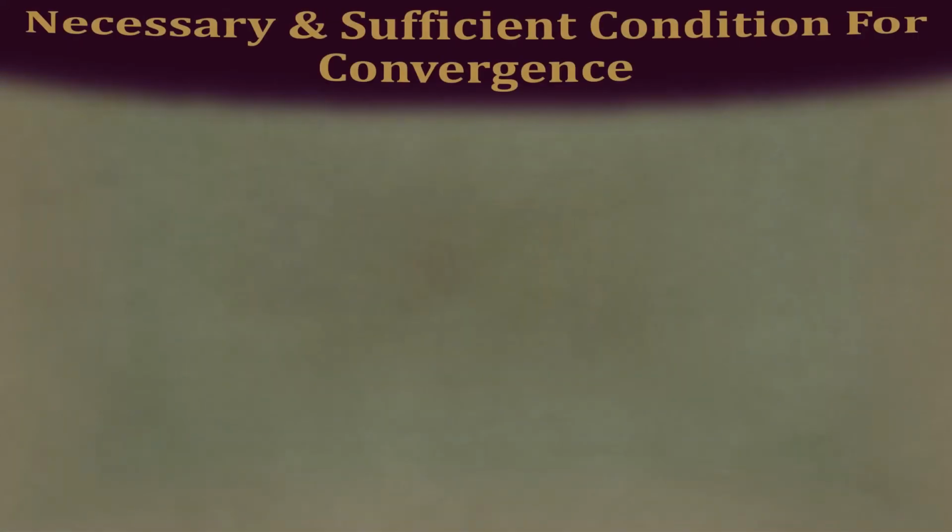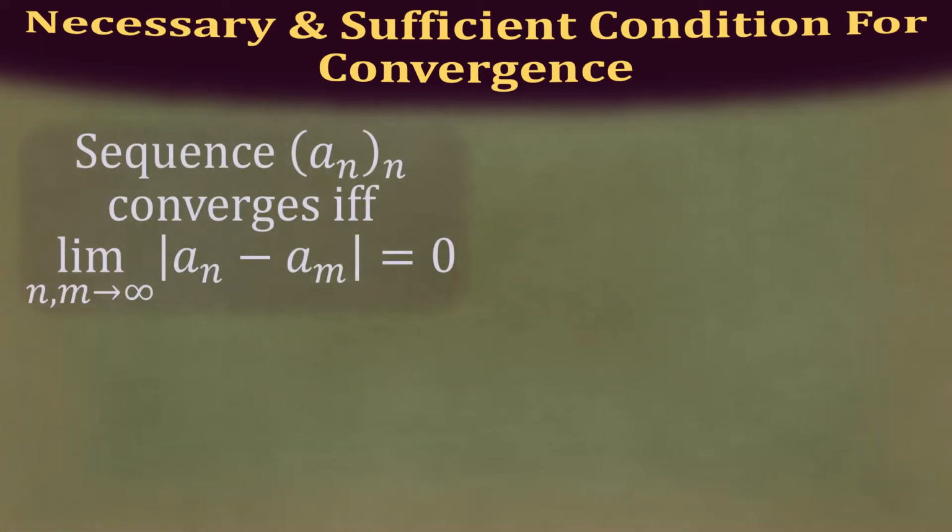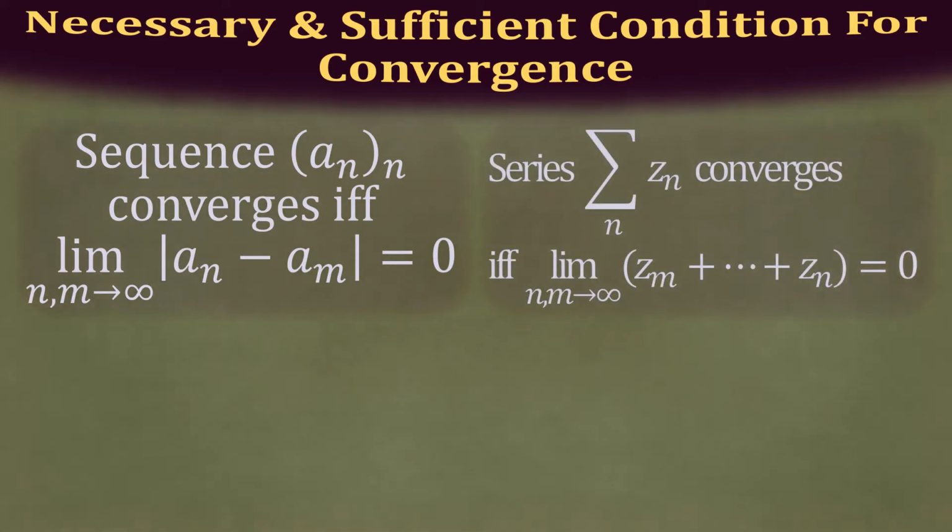However, now let's give a necessary and sufficient condition for convergence. A sequence An converges if and only if the limit as n and m approach infinity of the modulus of An minus Am is equal to 0. A series, the sum over all n of Zn, converges if and only if the limit as n and m approach infinity of the modulus of Zm plus all the way up to Zn equals 0.